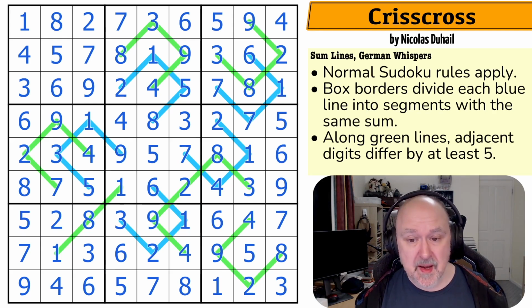But the puzzle was amazing. I loved the interaction of these whisper lines with the sum lines. Really cool stuff. Really nice puzzle.